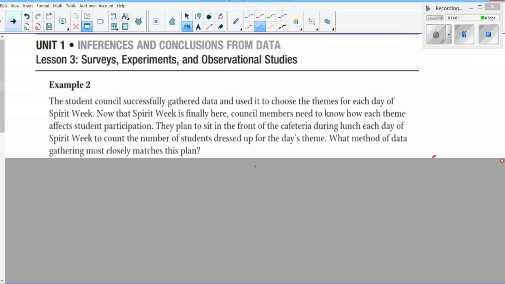They plan to sit in front of the cafeteria during lunch each day of Spirit Week to count the number of students dressed up for the day's theme. What method of data gathering most closely matches this plan?